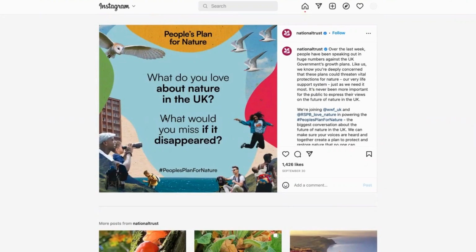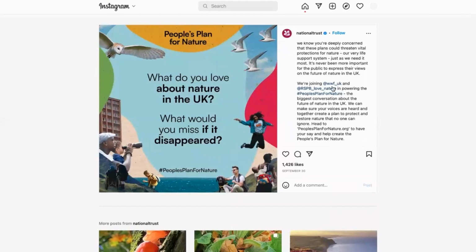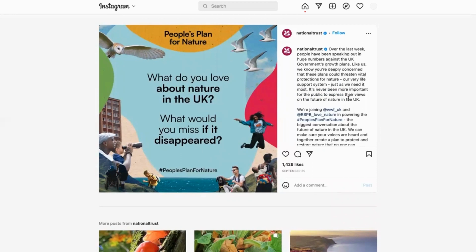And what they've done is they created a little campaign, which was all around what do you love about nature in the UK and what would you do if it disappeared? And they've created the hashtag People's Plan for Nature. And as you can see in here, they've joined the WWF UK and the RSPB in order to do this as a collective, which is really exciting. And I think it's only going to keep on increasing their reach and increasing their engagement and people's following of the hashtag as well.